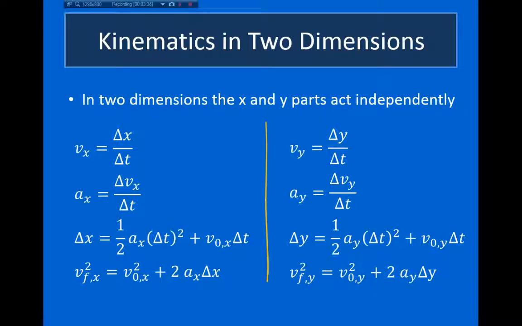So what this means is that when we're studying objects in two dimensions, you can literally break the problem up into two different problems. You've got a problem which studies motion in the x direction and a problem which studies motion in the y direction. And you can treat these two things exactly the same way that we did in the previous two videos. Okay, so we just go ahead and solve the x component and the y component exactly the same way that we did in the previous videos.